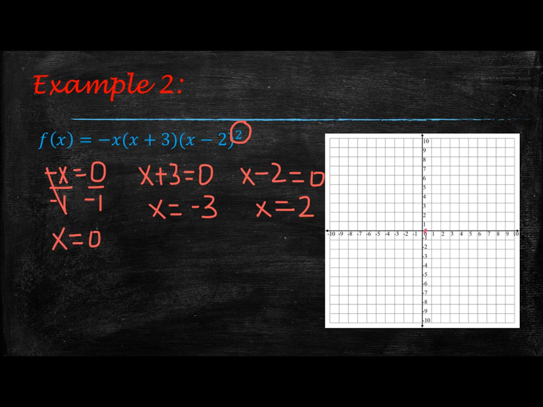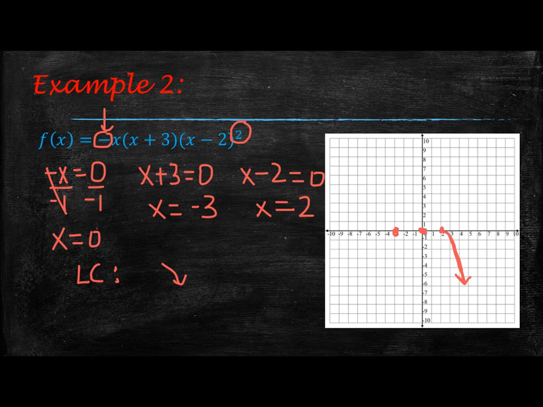We have x of 0. We have x being -3. And we have x that is 2. Okay, then we're going to look at our leading coefficient. Our leading coefficient is a negative. So that means the right side is going to be going down. So I can go ahead and draw that. Coming from that 2, this right side is going to be going down.